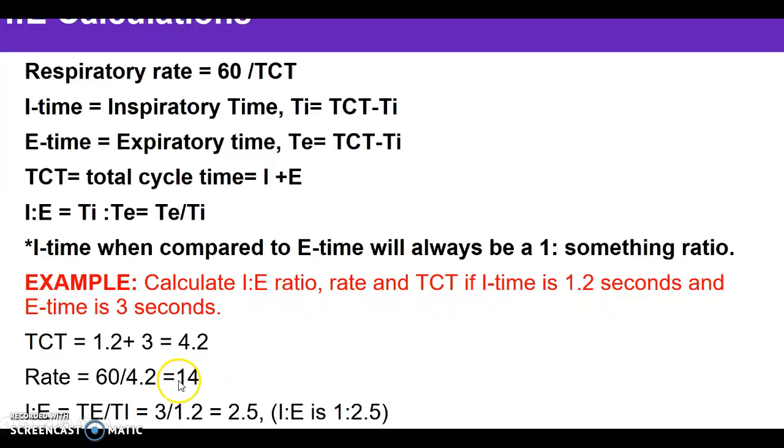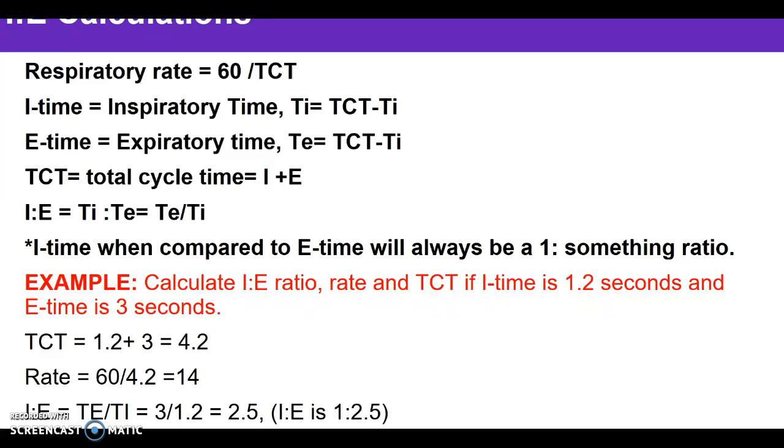And the last calculation I'm going to go over is the IE ratio. Again, we're given the I time and the E time, and we look at the IE ratio formula. It's just the expiratory time divided by the inspiratory time. And here we have our 3-second expiratory time divided by 1.2, our inspiratory time, and that gives us 2.5. So what does 2.5 represent? It is the ratio of expiratory time to inspiratory time. And as I said previously, the I time is always the constant or the 1 variable, so therefore the IE ratio is a 1 to 2.5 ratio.